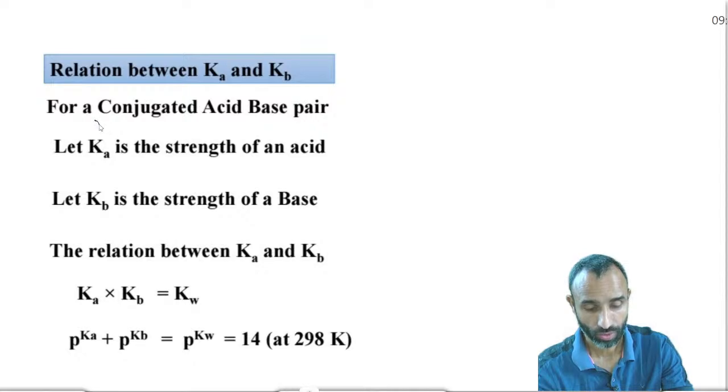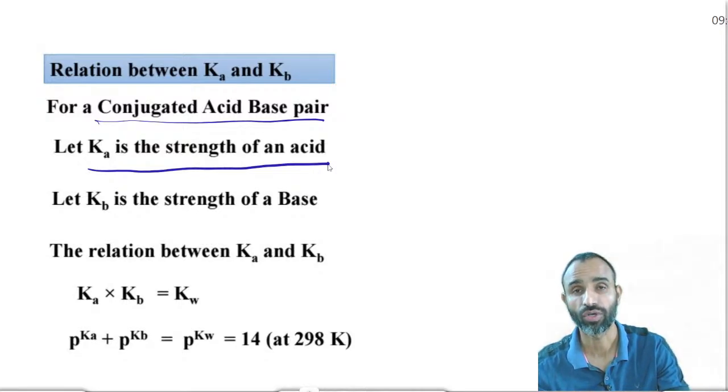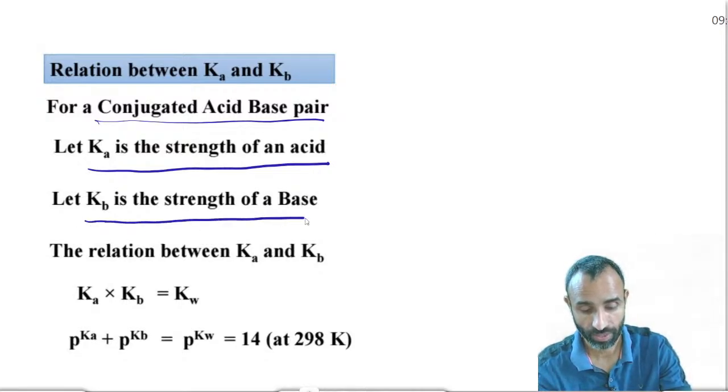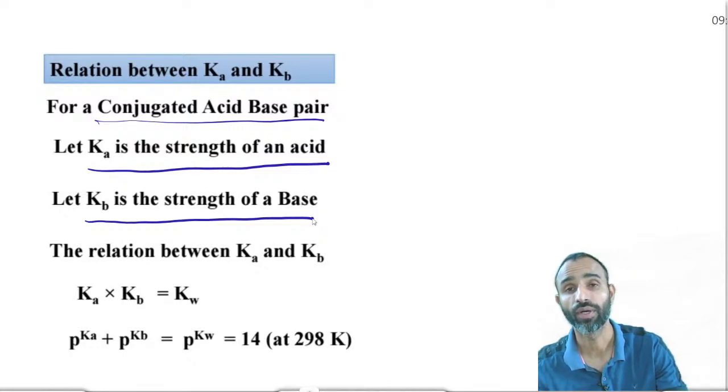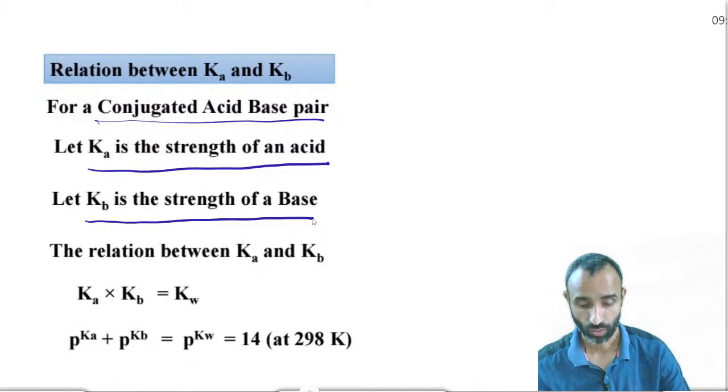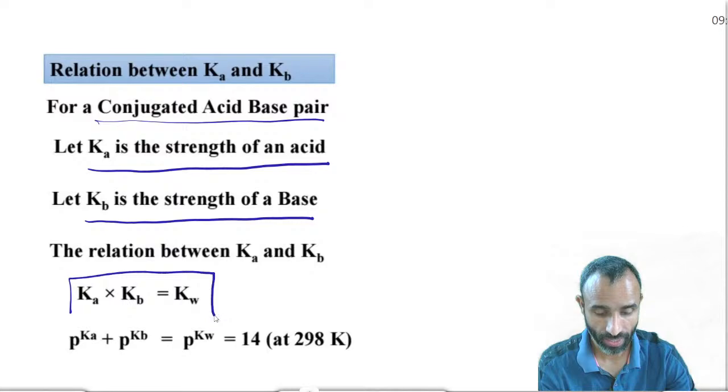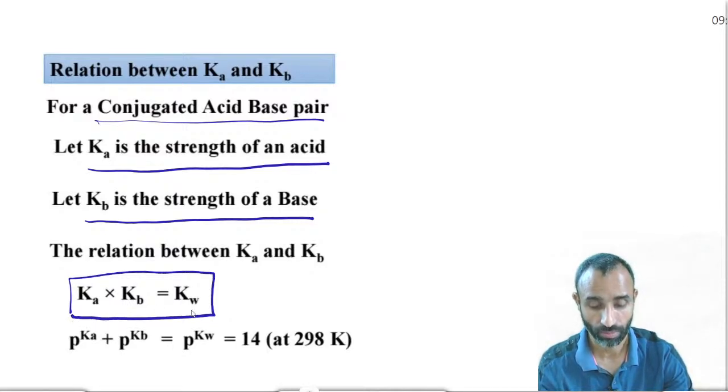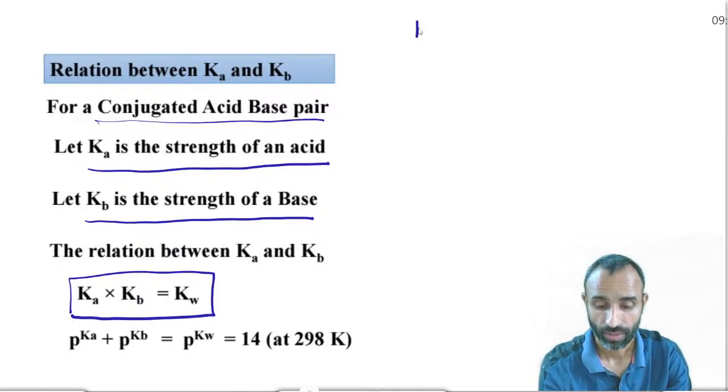Now for a conjugate acid base pair, if Ka is the dissociation constant of the acid and Kb is the dissociation constant of the base, what is the relation between Ka and Kb? That is Ka into Kb is equal to Kw. See, it is like this.